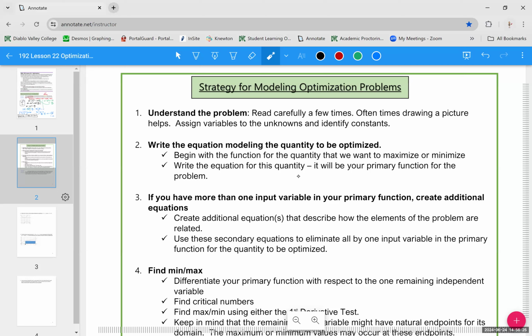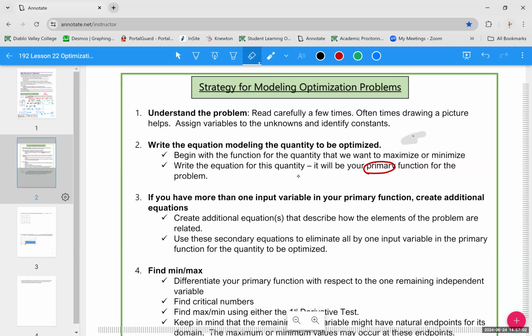So then the next step, and this is really the critical step here, is write the equation that models the quantity to be optimized. So you want to start with the quantity that you're trying to maximize or minimize. That is your primary equation, the one that you're going to be taking the derivative of, because taking the first derivative tells us about maximums and minimums. So we want to start with the thing we're trying to maximize or minimize.